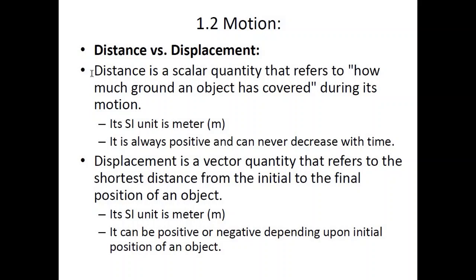Whereas displacement is a vector quantity that refers to the shortest distance from position A to position B, or from initial position to final position. Its SI unit is also meters. It can be positive or negative depending upon the initial position of an object.